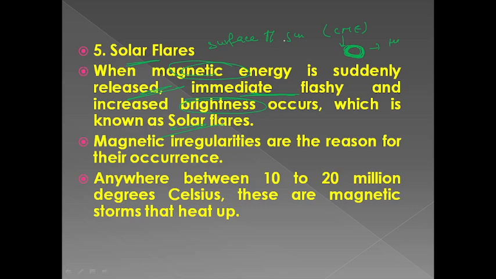Solar flares depend completely upon the magnetic field near the sunspots, as sunspots have the maximum magnetic field. Because of the sudden release of this magnetic field, the surface of the sun starts to explode, and that comes as a solar flare. So what is the major reason for solar flares? Magnetic irregularities. These are magnetic storms that heat up anywhere between 10 to 20 million degrees Celsius.